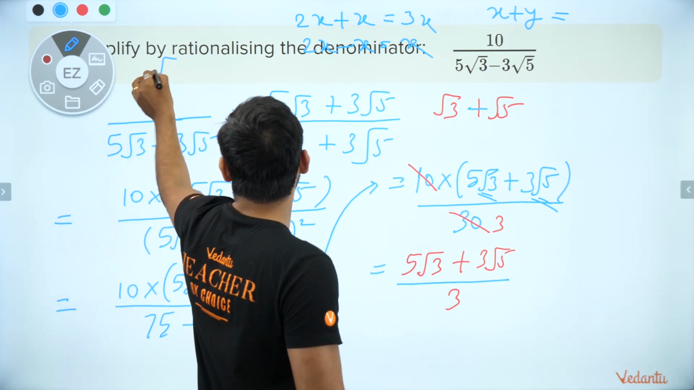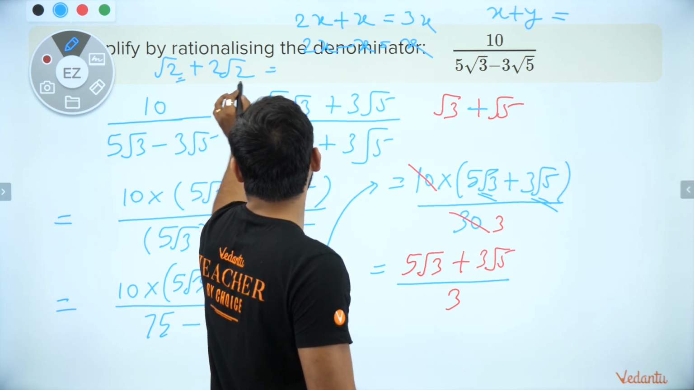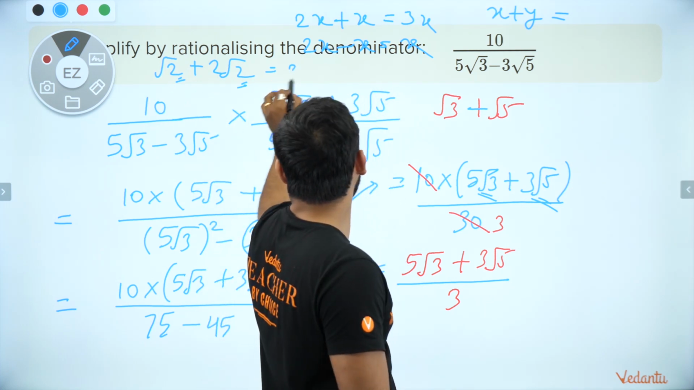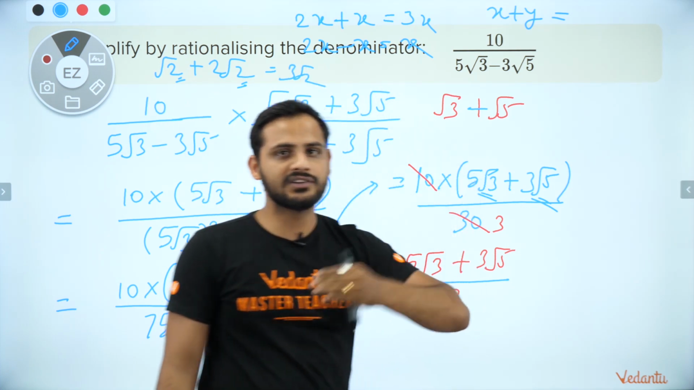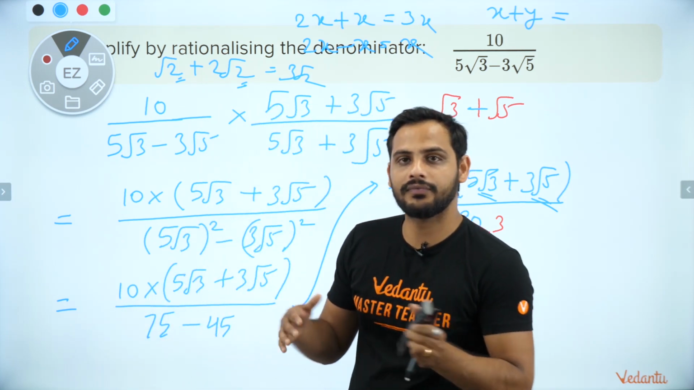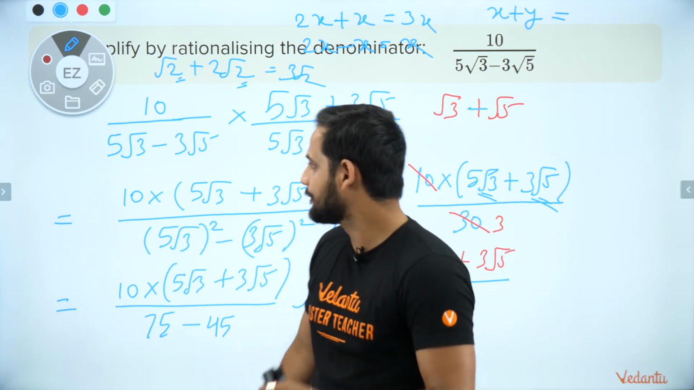Remember, you can add root 2 and, suppose, plus 2 root 2, since here the root 2 part is the same. So if you take root 2 common, you will get 1 plus 2. So root 2 plus 2 root 2 is 3 root 2. So remember, the addition or subtraction of irrational numbers follows the property of variables. The same way we add and subtract variables, similarly you have to add here.